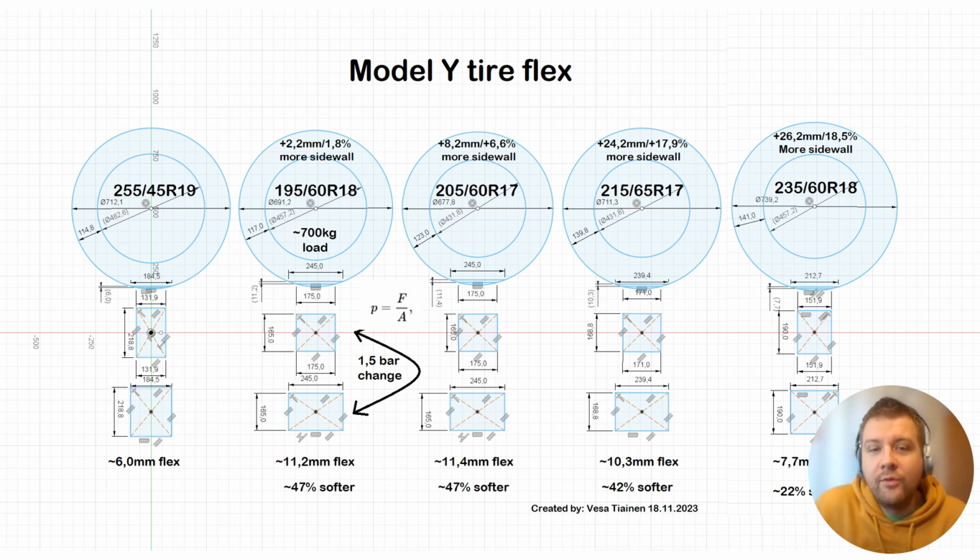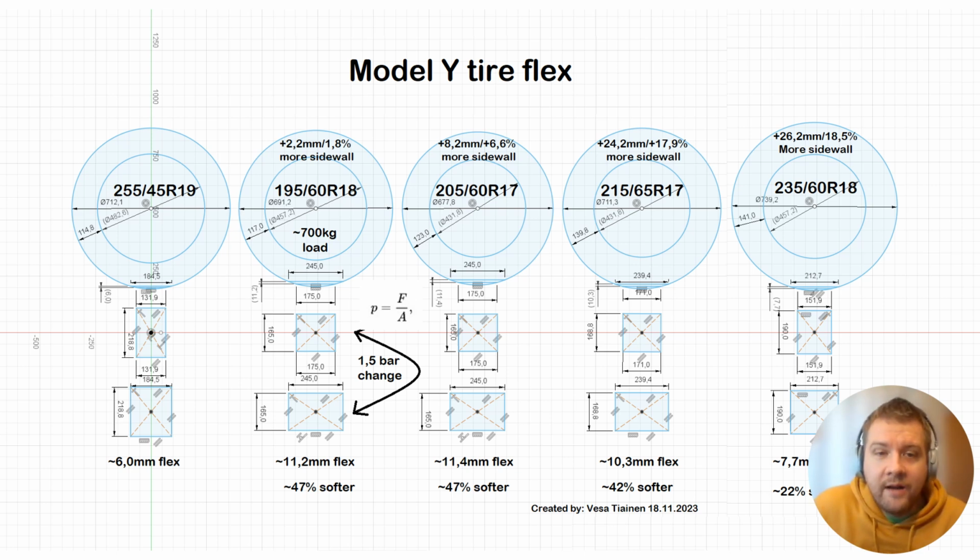If you move to the 205/60 17 tire, which I also have, the rubber compound width of the tire was actually the same, so it's pretty much the same. It has a little bit bigger diameter, so it flexes a little bit more because of that. So the diameter of the tire also helps on the flex matter.